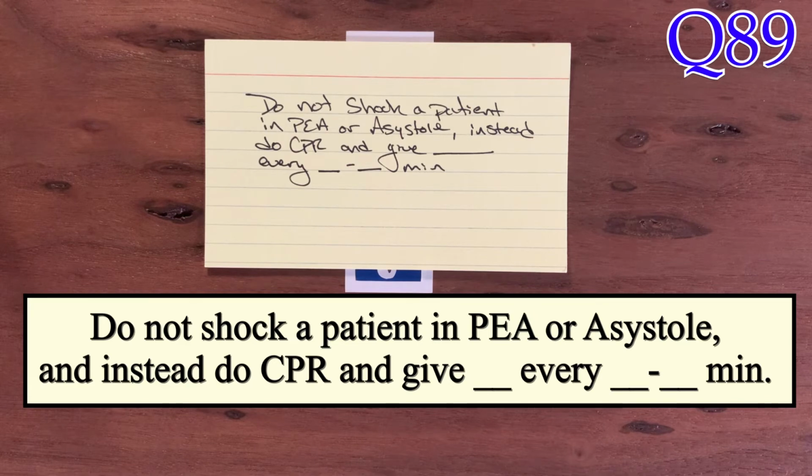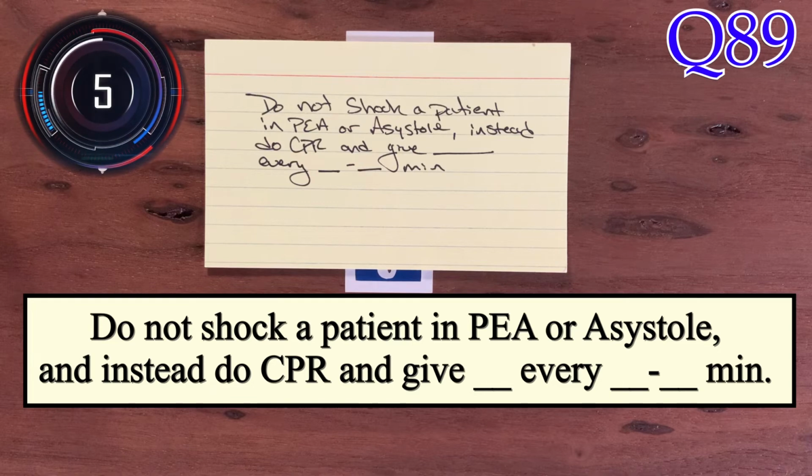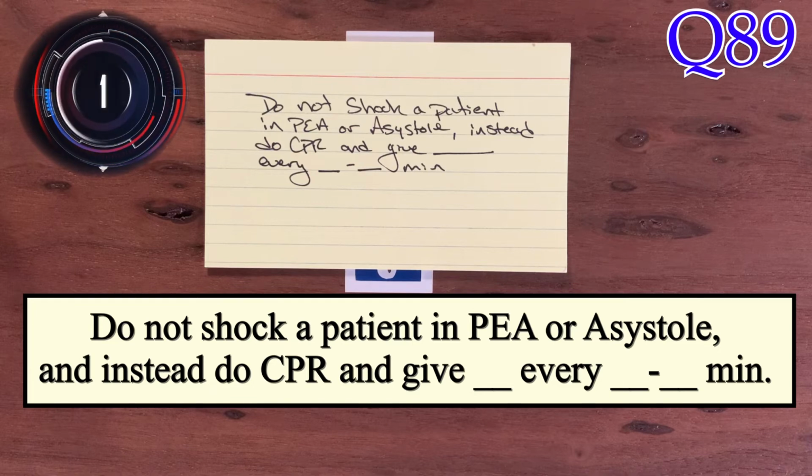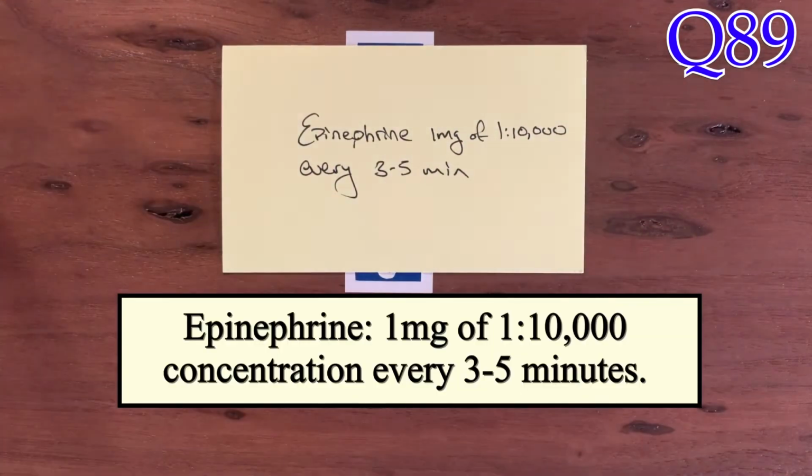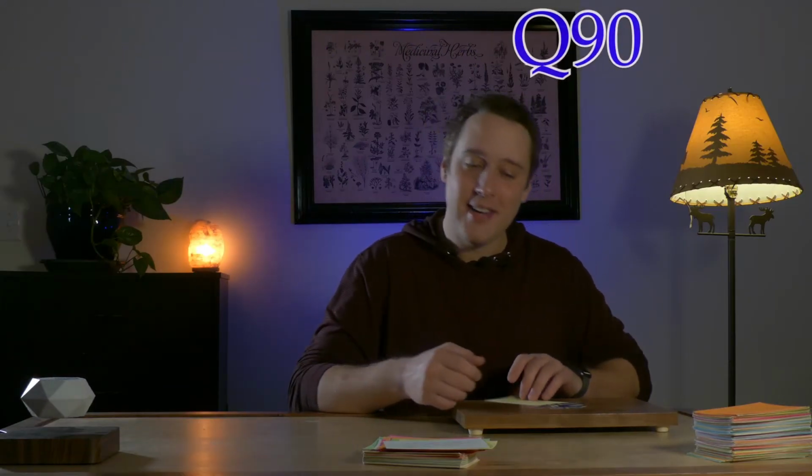give blank every blank to blank minutes. So for your PEA and asystole algorithms, you do not shock your patient and instead give a dose of epinephrine at a dose of 1 milligram of a 1 in 10,000 concentration every 3 to 5 minutes. And lastly, we have question 90.